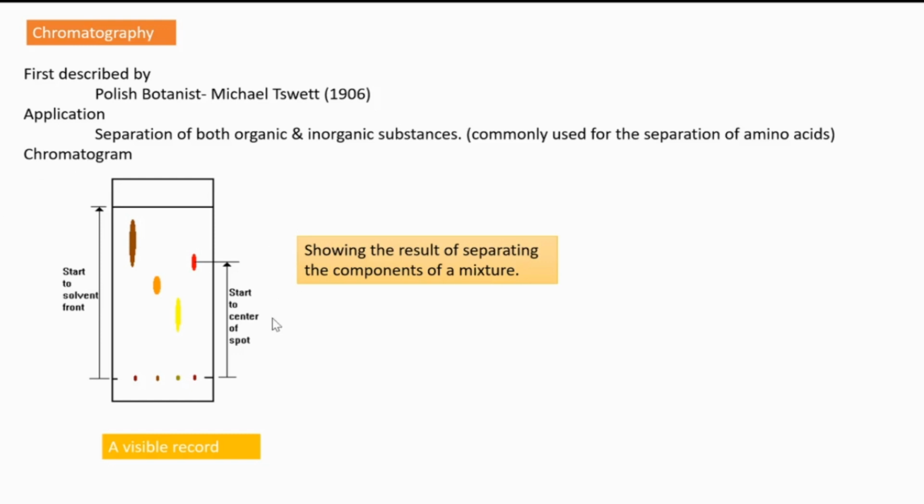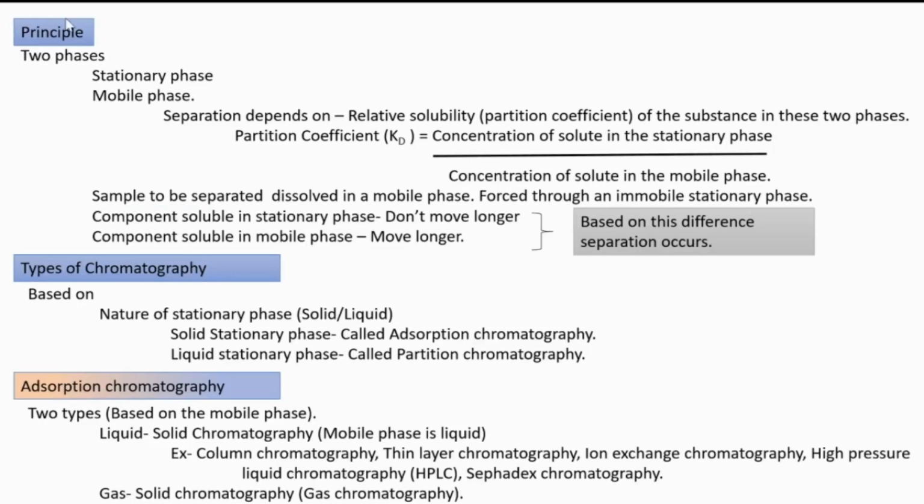That is chromatogram. If we give a mixture down here, after the process, we can get the result of separation as a record, maybe on a sheet of paper or anything like that. Once more, what is chromatogram? A chromatogram is a visible record showing the result of separation out of a mixture. Next slide. What is the principle?